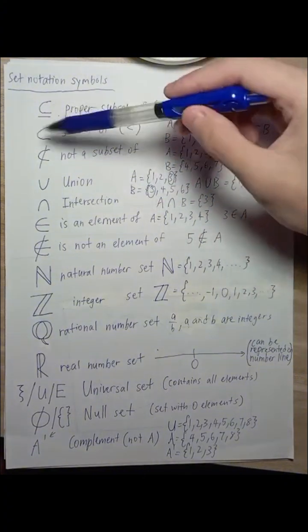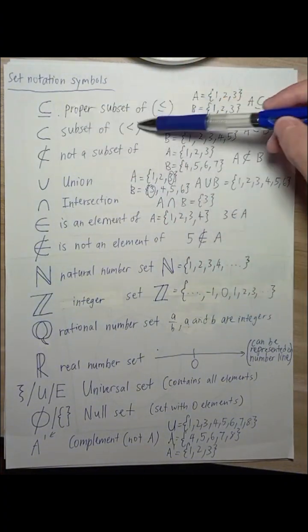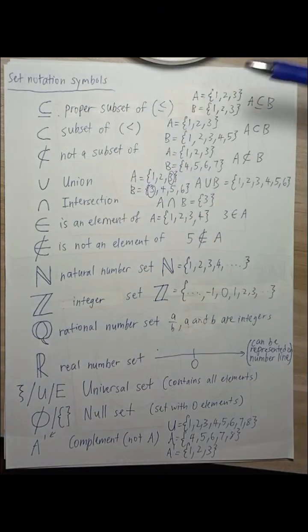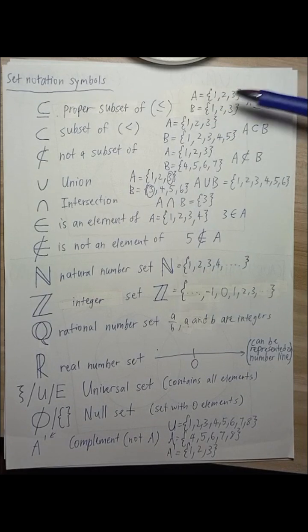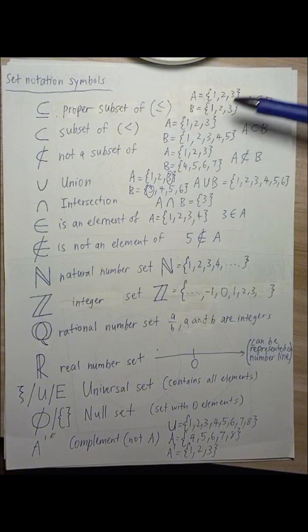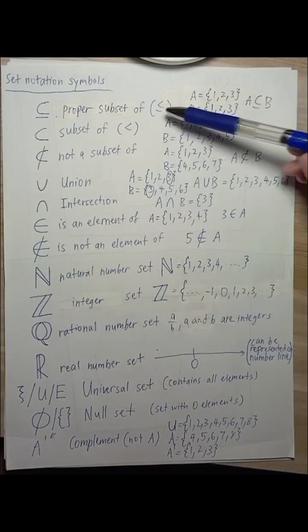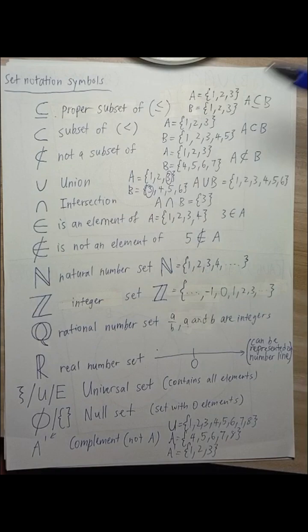But then if we go to the next one, this symbol represents the subset of. So it's like a strictly lesser than inequality. So we cannot use this subset with this top example of A and B, because A is not strictly lesser than B. But in this scenario, A equals 1, 2, and 3, but B has 1, 2, 3, 4, 5. So in this scenario, we can say that A is a subset of B.